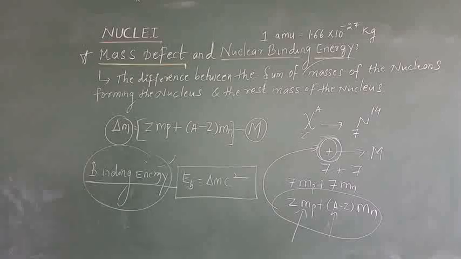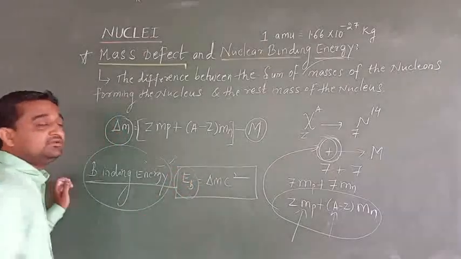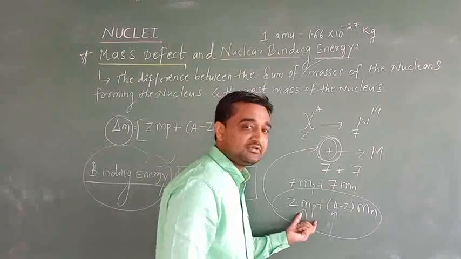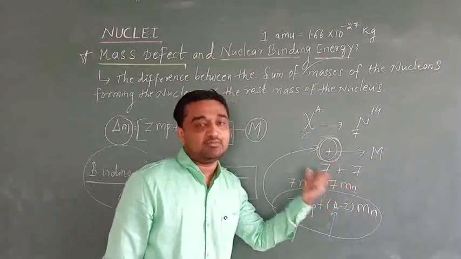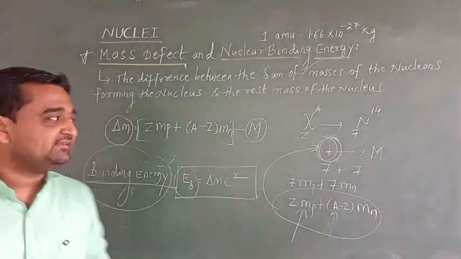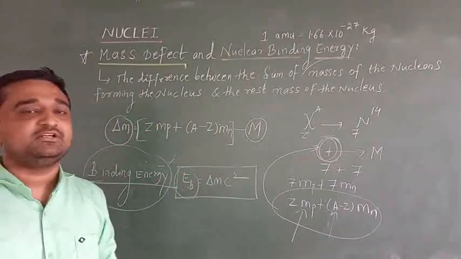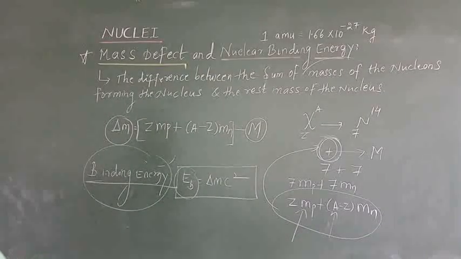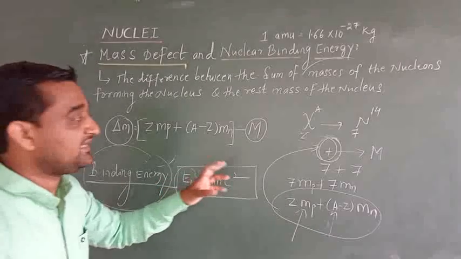Now what is binding energy then? It is also called the nuclear binding energy. What is the nuclear binding energy? This energy is required to bind the nucleons inside the nucleus. The amount of energy required to bind the nucleons and to form the stable nucleus is called the binding energy. Nuclear binding energy is the energy required to bind the nucleons to form the stable nucleus.